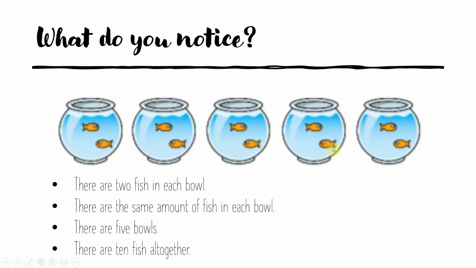1, 2, 3, 4, 5. You may have counted how many fish there are altogether, and there are 10 fish altogether. So well done if you managed to say those 4 things, or if you thought of anything else, let me know what other things you came up with. So let's learn about equal groups. Can you say that word, equal groups? Equal groups mean when a group has the same amount of items in.